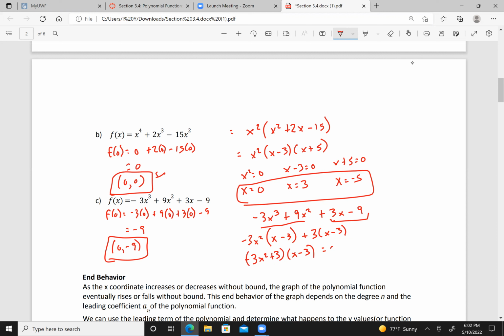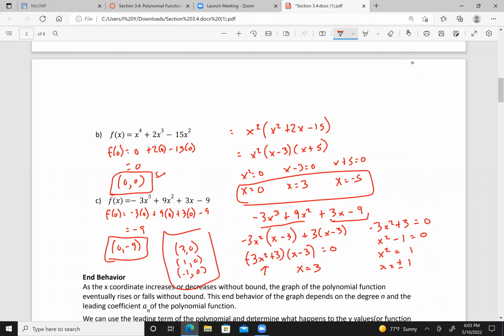And I want to set this equal to 0. That means one of my possible answers is x equals 3. So we'd have the point (3, 0). Now I'm left with negative 3x squared plus 3 equals 0. If I divide everything by negative 3, I get x squared minus 1 equals 0. If I add 1 to both sides, I get x squared equals 1, so x equals plus or minus 1. So I have (1, 0) and (negative 1, 0).